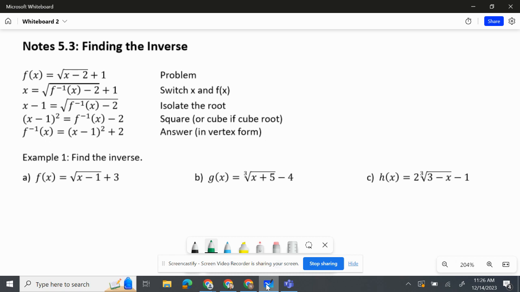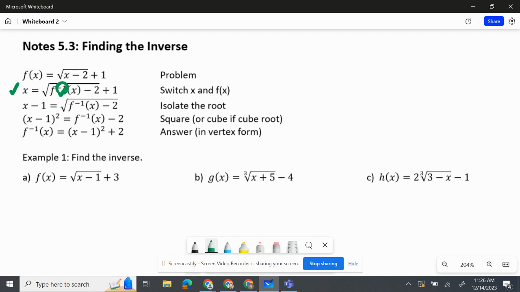What we're going to do is find the inverse of each equation. When we're finding the inverse, we're switching the x values. The inverse of a function is when the y values are now the x values and the x values are now the y values. So when we're writing an inverse equation, our first step is always to switch the x and the y. The -1 means inverse.